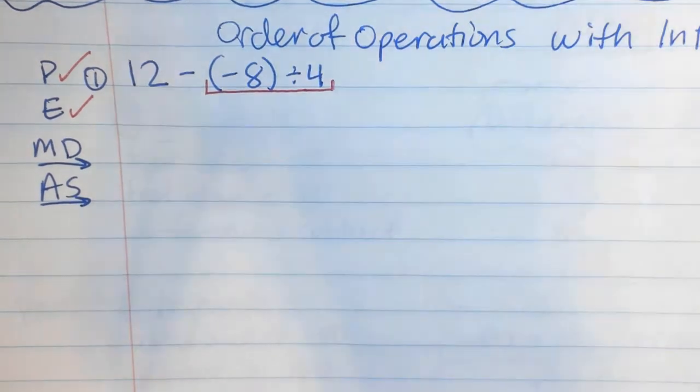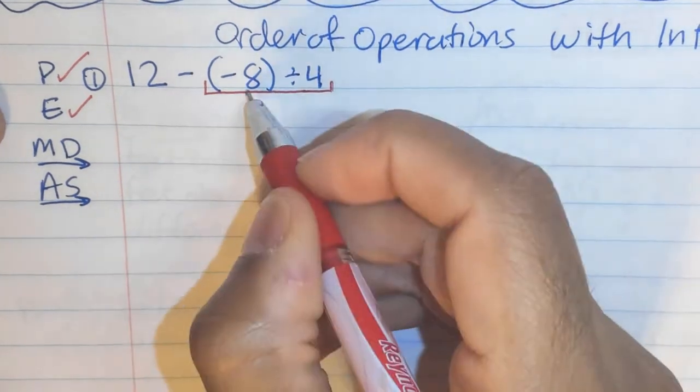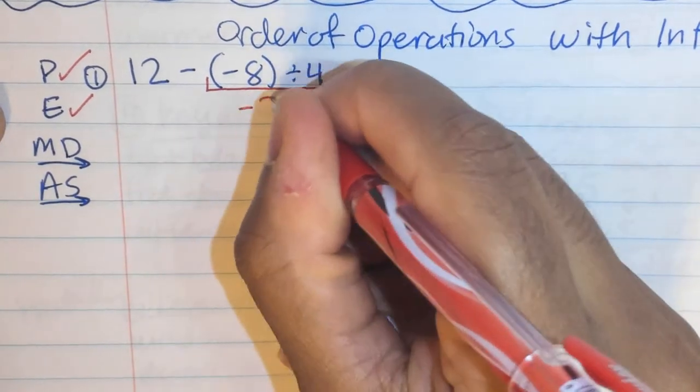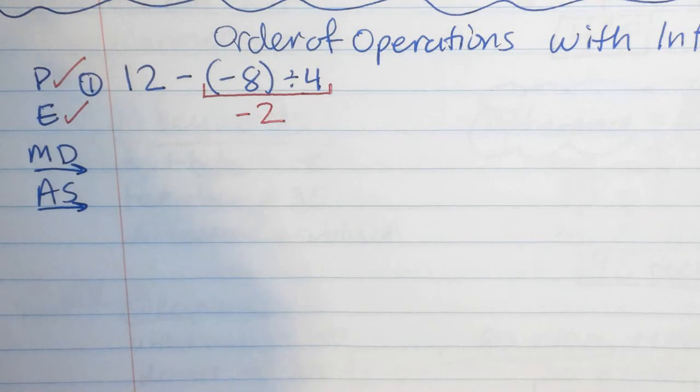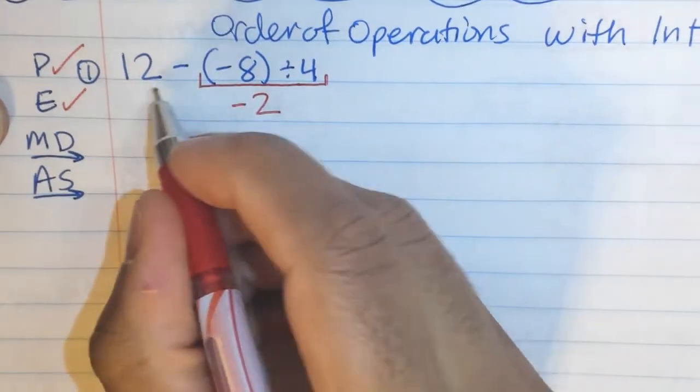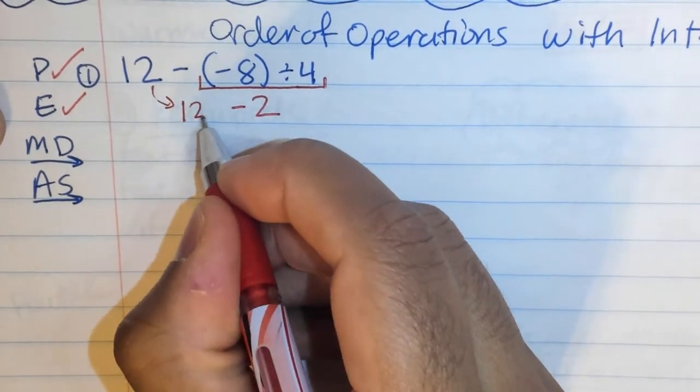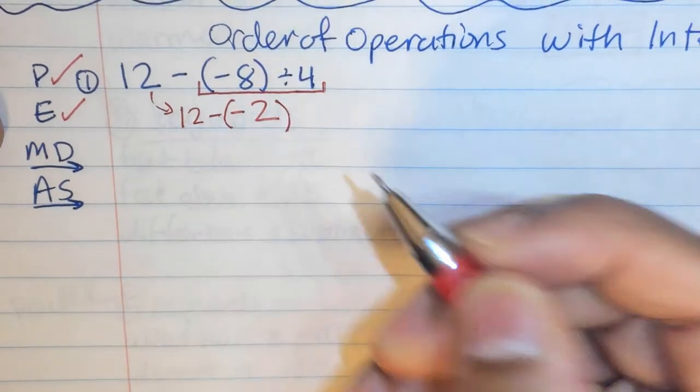Perfect. Different signs, my answer is negative. So -8 divided by +4 would be -2. And now we're going to bring down the rest of our problems. So I got to bring down 12 minus, I'm going to put -2 in parentheses.